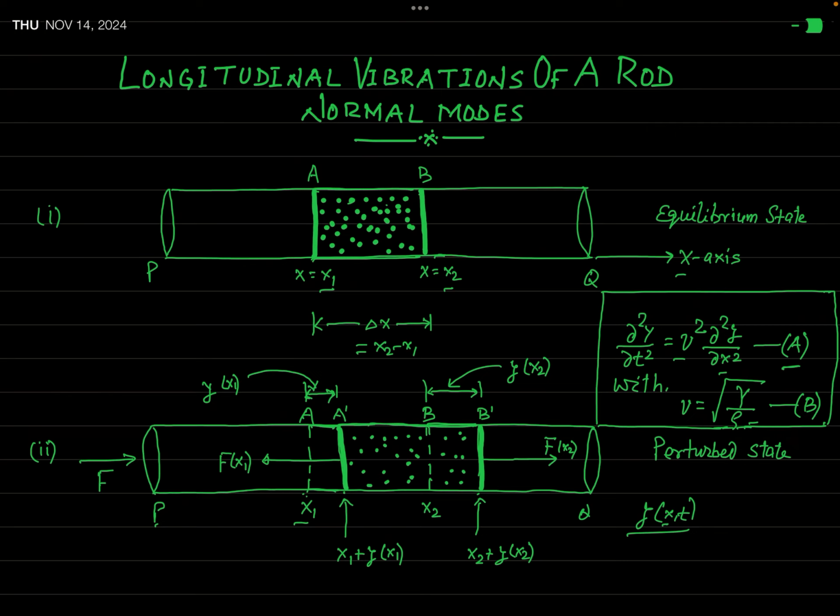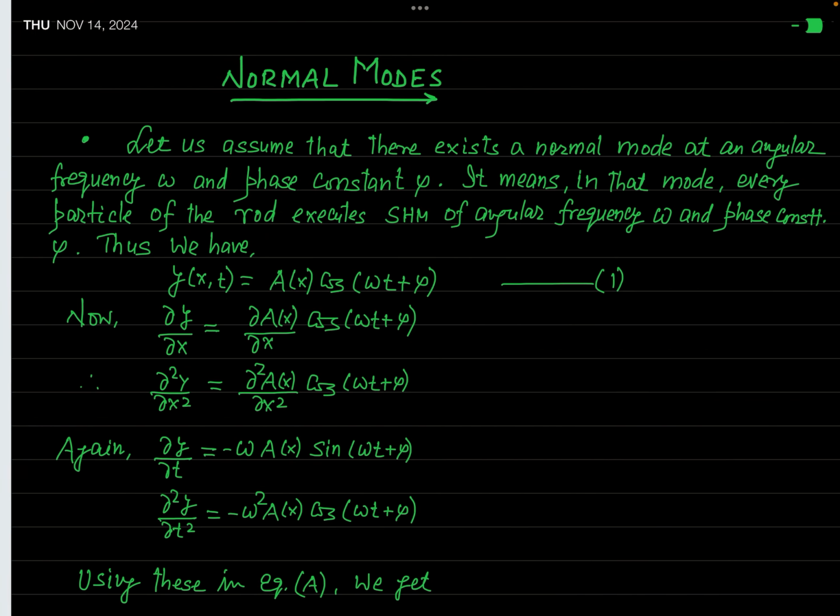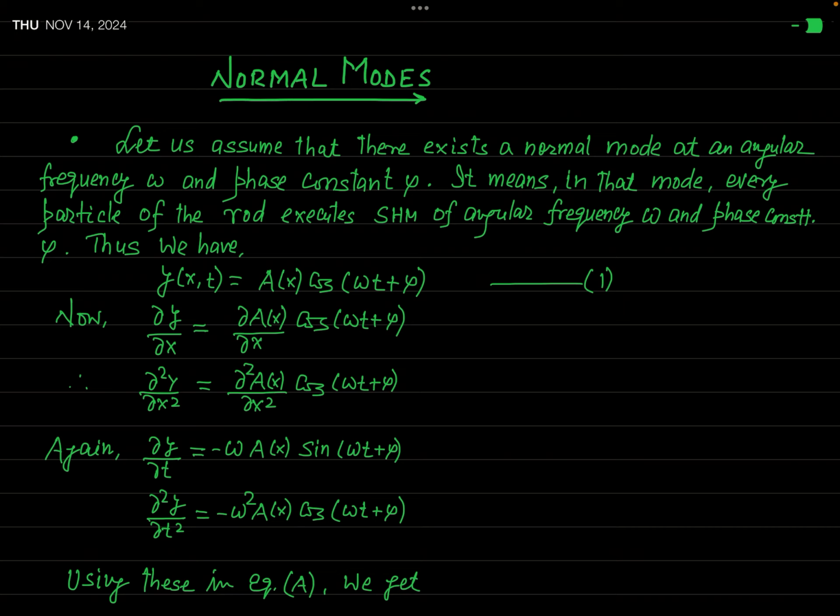Okay? But now we are going to find the possible normal modes of longitudinal vibrations of the rod under the given boundary conditions, which we will impose a little later. You will see what boundary conditions we will impose to discuss its normal modes of vibration. And for this, let us consider that there exists a normal mode at a frequency, let us say omega, and phase constant phi.